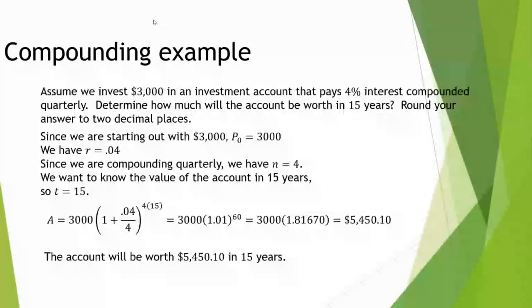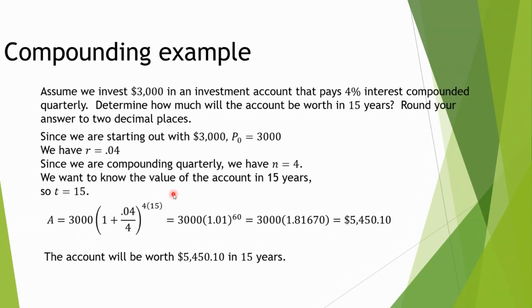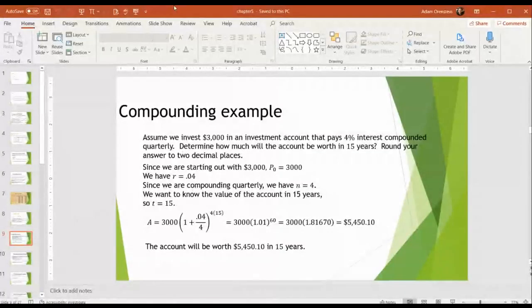Okay. So if we go back to our formula, I mean the notation, I probably should have put it here, but you have the notes in front of you, I think. At least I hope you do. We're starting out with $3,000, right? That's what we're investing. So our P sub 0 here is $3,000.